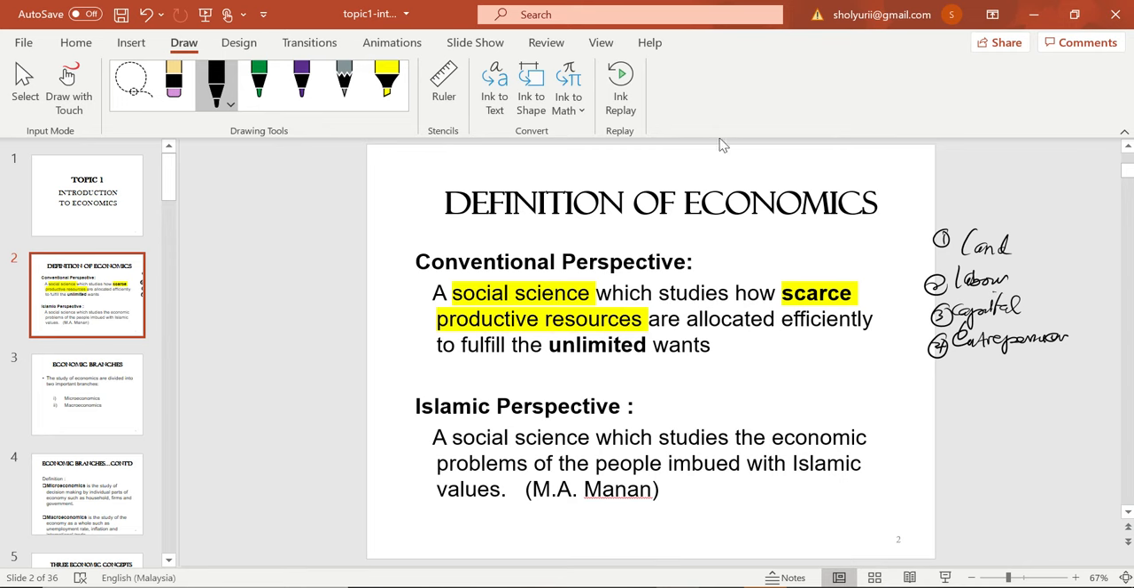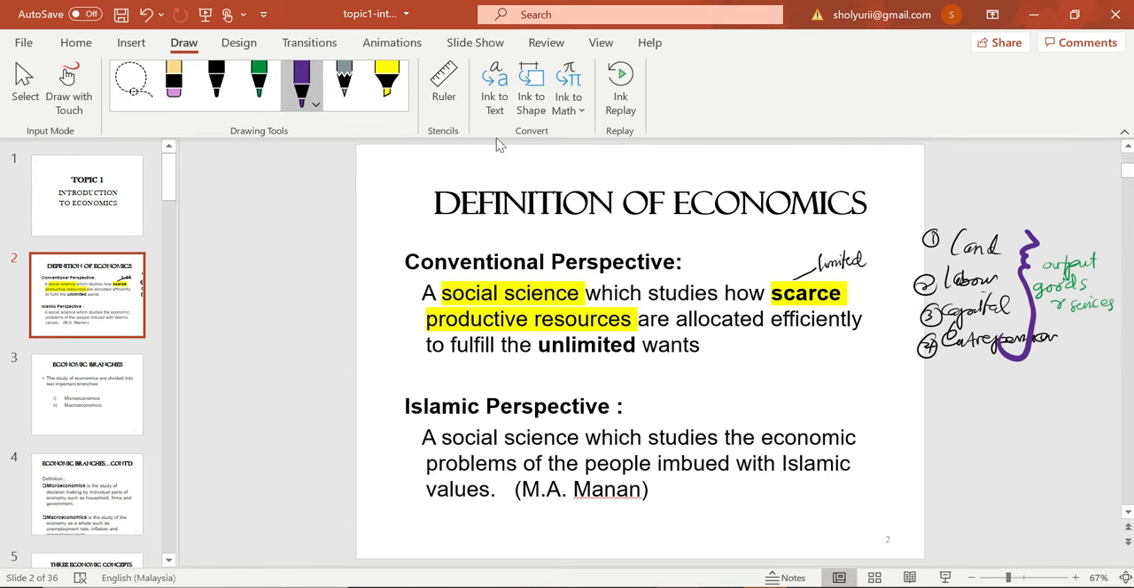Scarcity means limited, meaning that as time goes by, when we use it, it will be gone. Okay, but the problem is these productive resources are the input that we use to produce humans' wants. Okay, the combination of these resources will produce output, which is in terms of goods and services. So this is the input.